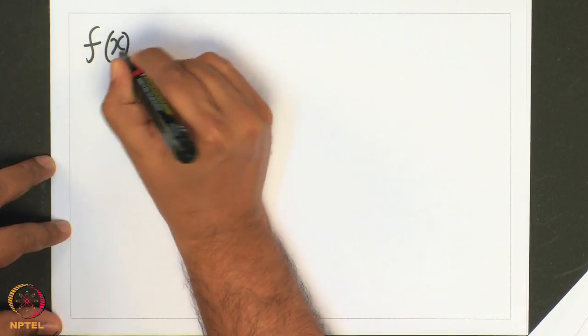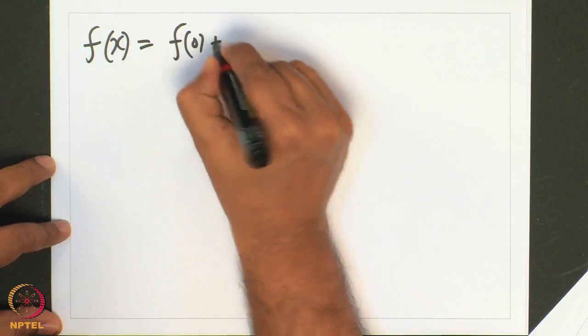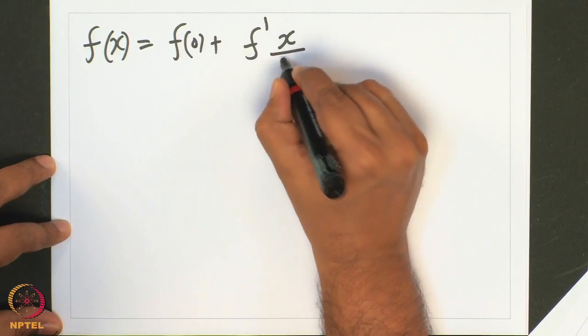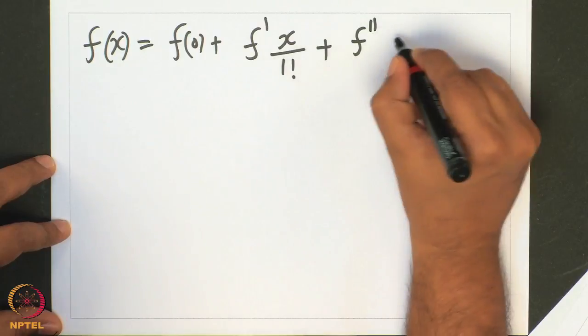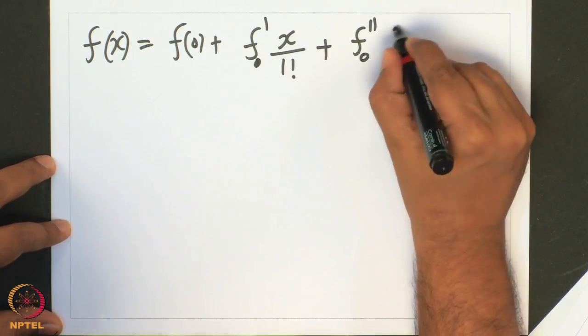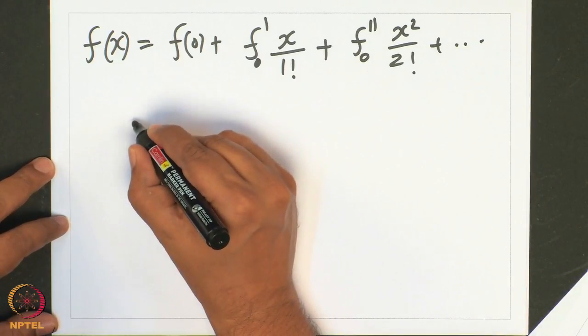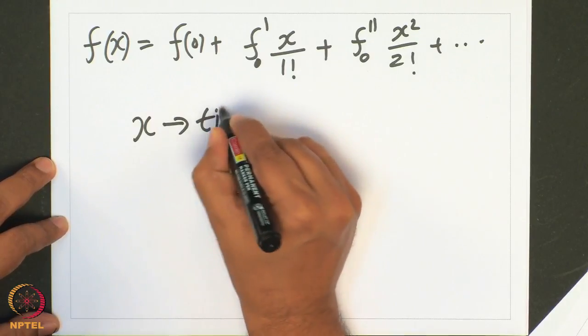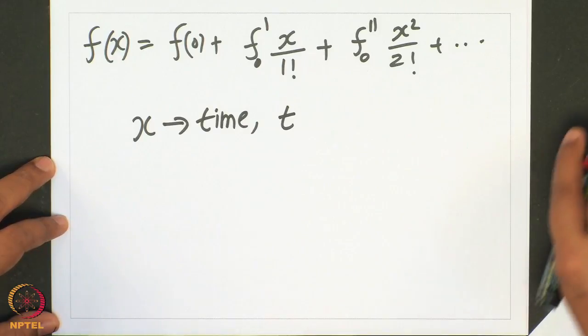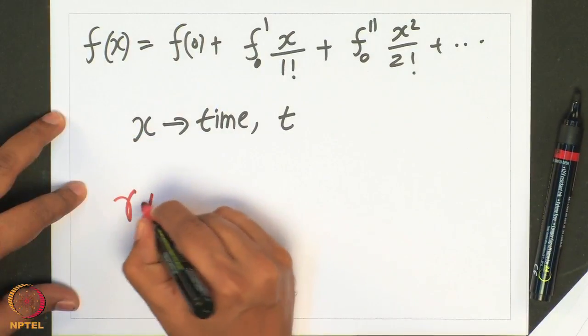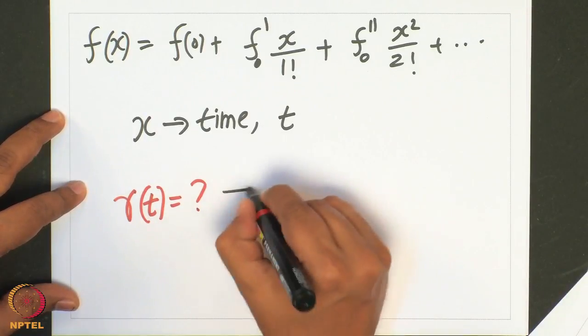So let us think about if we want to know the position. Let us write again once more what is Taylor series. It says f of x, if I know f of 0 and I know the first derivative f prime, x by 1 factorial plus f double prime evaluated at 0, x square by 2 factorial plus dot dot dot. So let us take x as time, which I would represent t. We want to know the position of a particle. Many things are moving. If you want to know the position of a particle at any time t, let us write r of t. This is what I want to know. What is r of t?